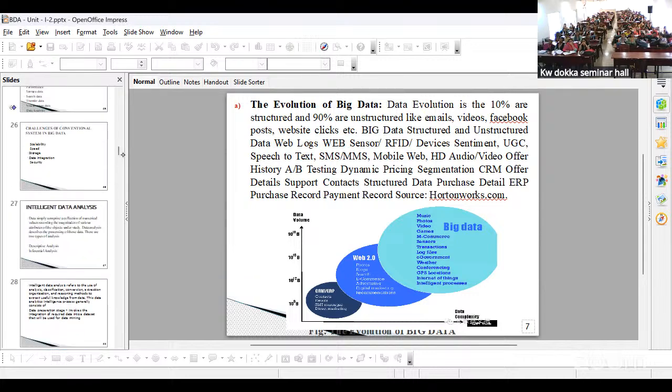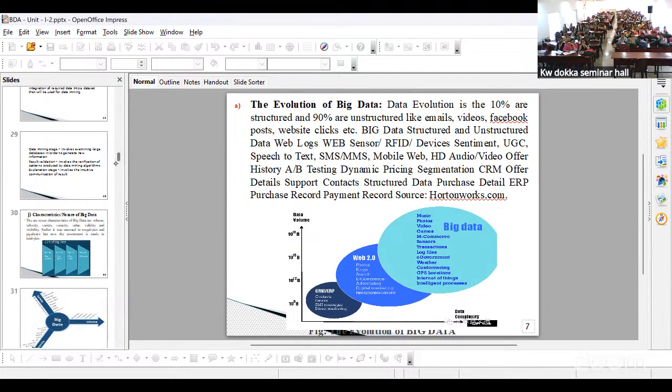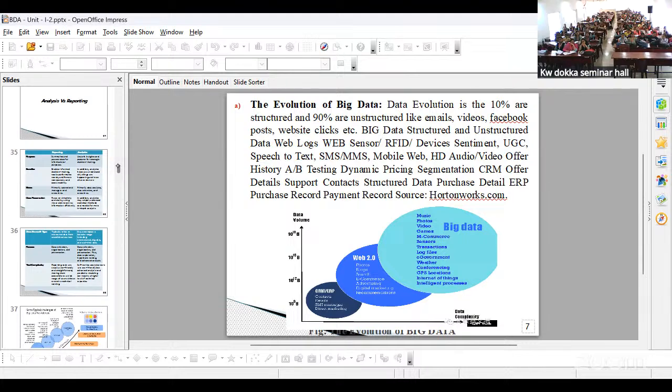Next, you have intelligent data analysis. I told you there are two types of analysis, descriptive and predictive. You have to write about them. Then you have analysis versus reporting. This is the first unit. The second unit is stream processing. Let us see what exactly that is.